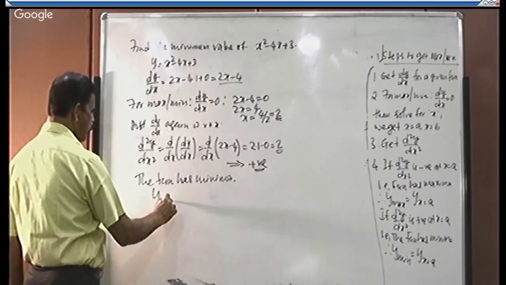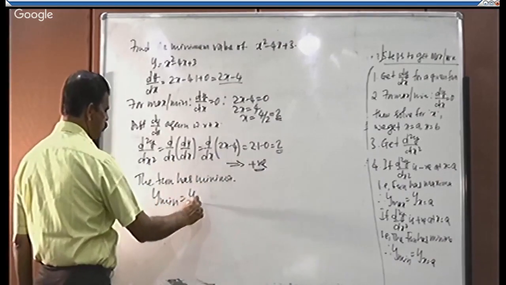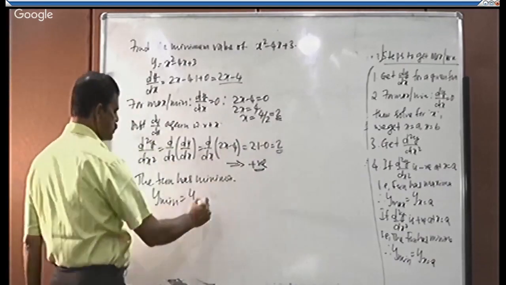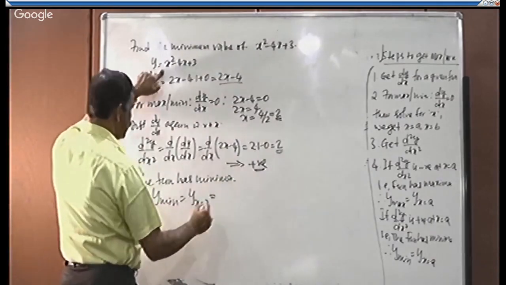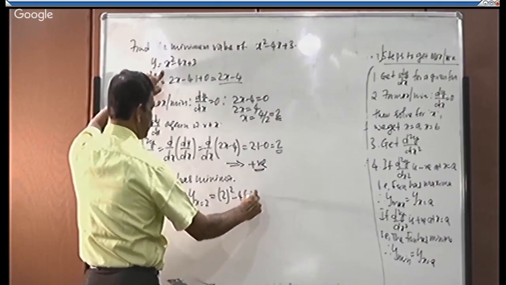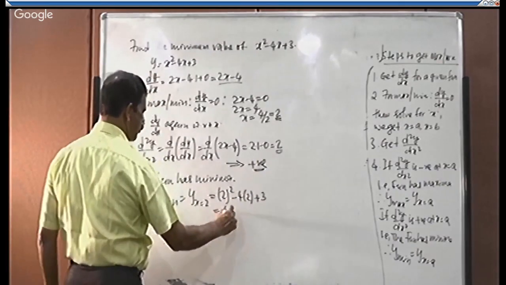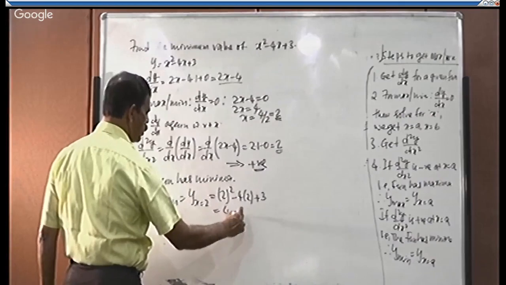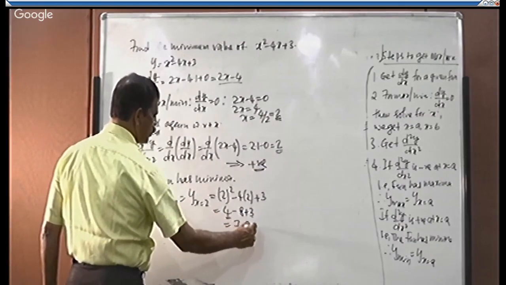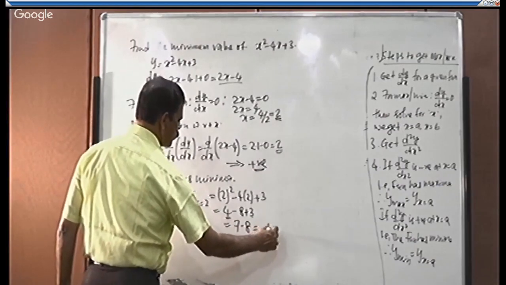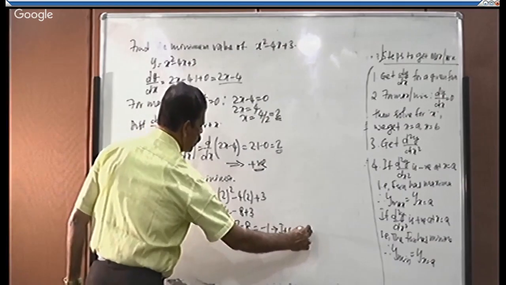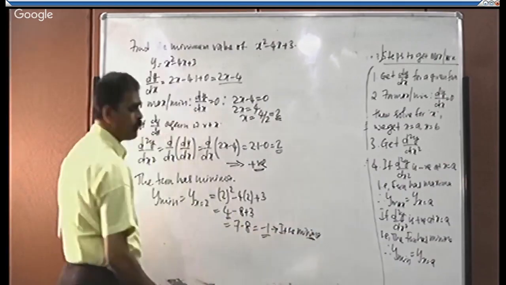Therefore, y minima is equal to y at x is equal to 2, right? We got x value 2. Substitute in y. What is y? X square, that is 2 square, minus 4 into 2 plus 3. 2 square is 4, minus 4 into 2, 8, plus 3. 4 plus 3 is 7, minus 8. That is equal to minus 1. It is the minima of the function.